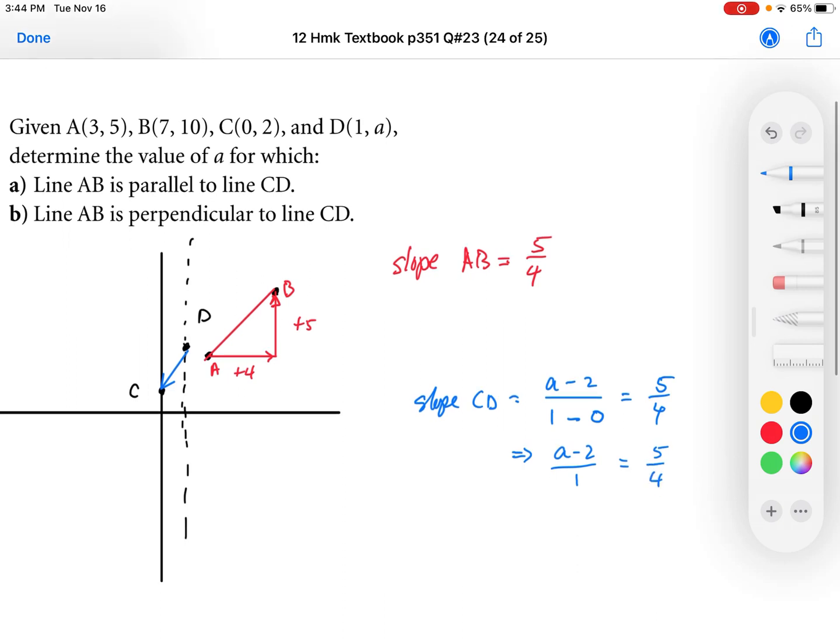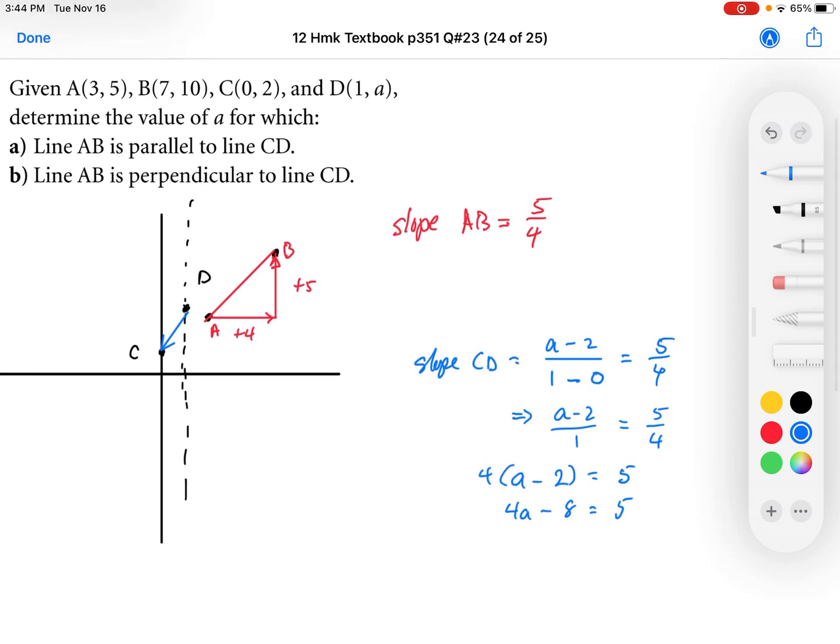I can solve this proportional equation. I can just cross multiply and solve this as well. A minus 2 is equal to 5 over 4, so I'm going to multiply this side by 4, so I get 4 times A minus 2 is equal to 5. 4A minus 8 is equal to 5. And then solving for A, 4A is equal to 13. A is equal to 13 over 4.